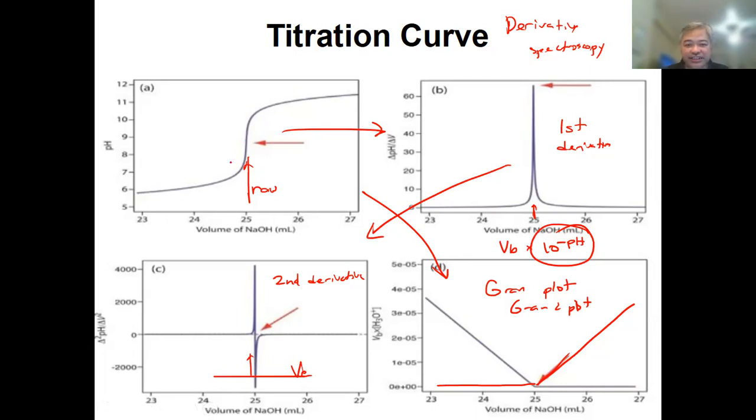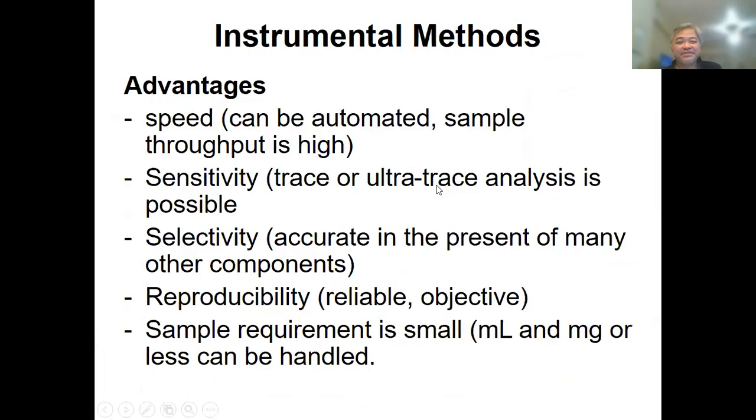Because what is this really exactly? What do we call this if we put it in terms of derivative? Anyone? If this is first, if this is second, what derivative is this? Zero. It's a zero derivative. Now, instrumental methods.